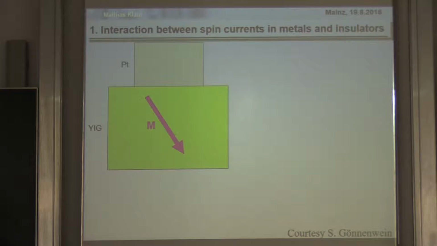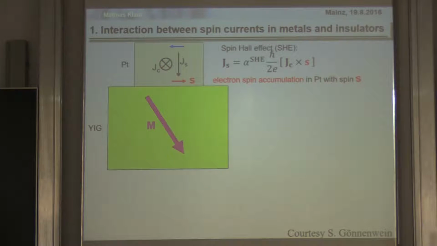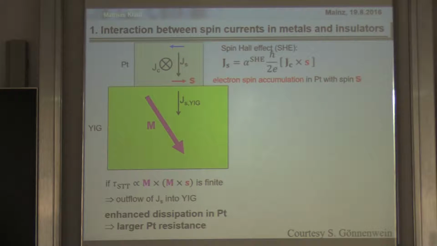So here is the sample, platinum on top of YIG. Now if we inject a charge current into the plane of our sample, in this direction, then due to the spin Hall effect, this generates a transverse spin current. So electrons with spin right are scattered to the bottom interface, and electrons with spin left to the top interface. Now these electrons that have a spin pointing to the right will start to interact with the magnetization. So if there is a finite angle between the S and the M here, then there will be a spin transfer torque, so a transfer of spin angular momentum.